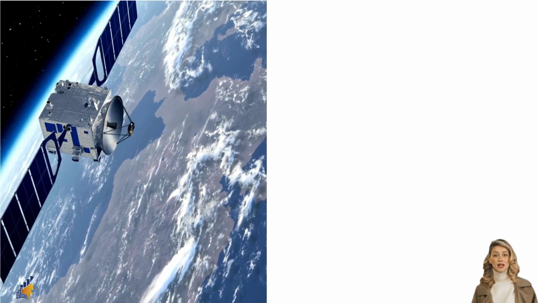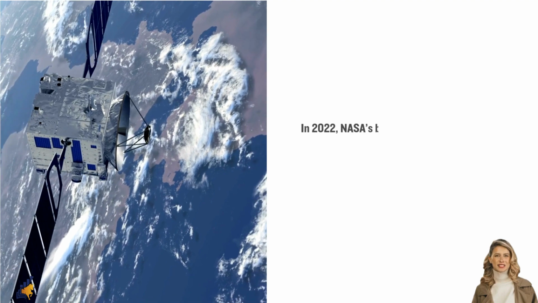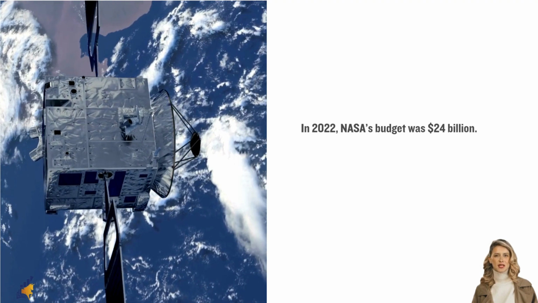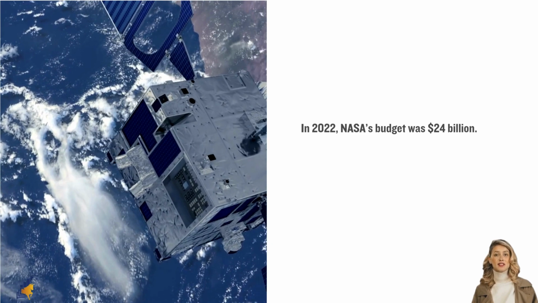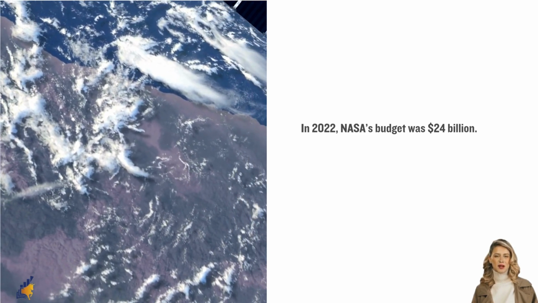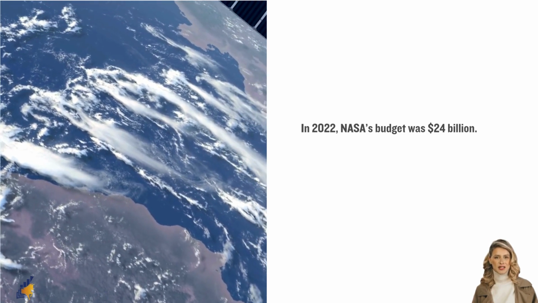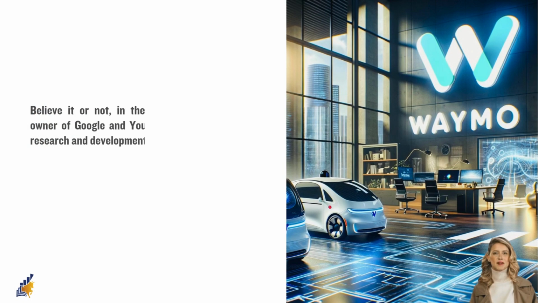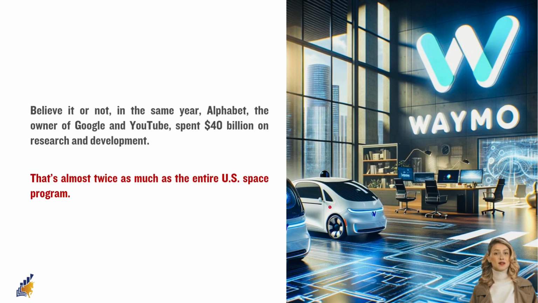I just told you that fast-growing companies spend aggressively on research and development. Well, prepare to be shocked. In 2022, NASA's budget was $24 billion. Just to be clear, the United States National Space Program spent $24 billion in that year. That's a big number, but then again, it's for space exploration. Believe it or not, in the same year, Alphabet, the owner of Google and YouTube, spent $40 billion on research and development. That's almost twice as much as the entire US space program. Pretty incredible when you think about it.